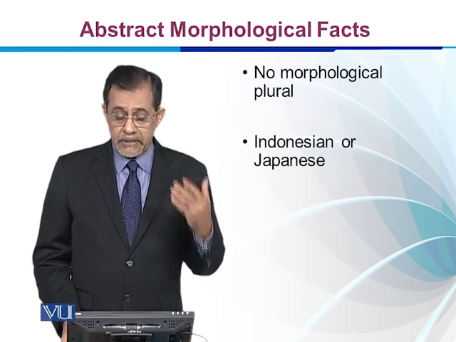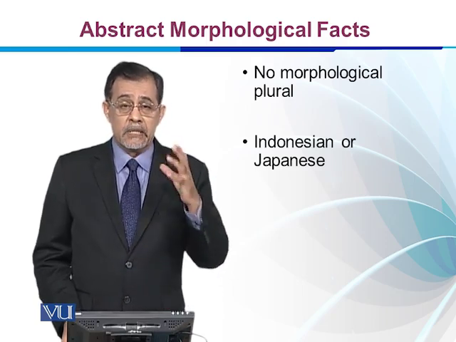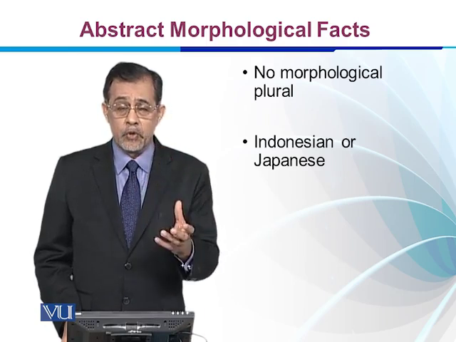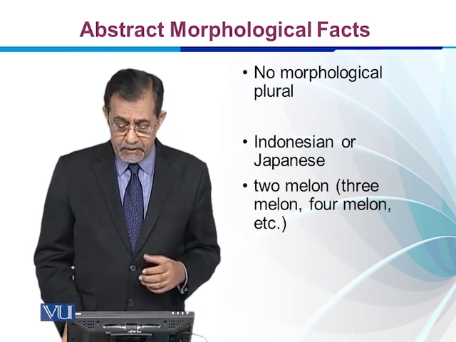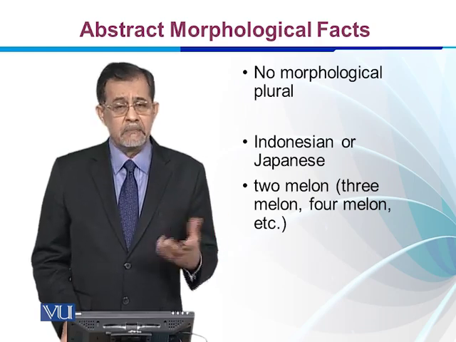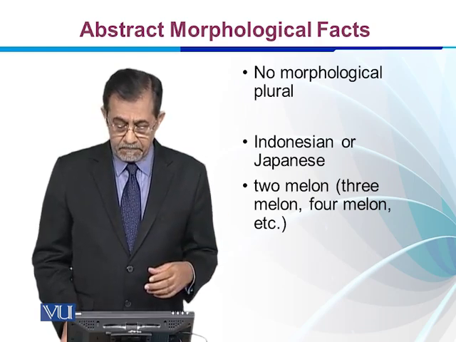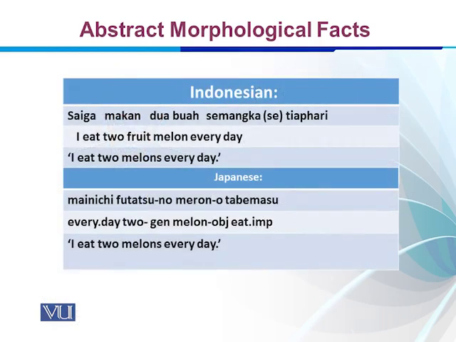For example, Indonesian or Japanese language. In these 2 languages, there is no concept of plural morph. 2 melon, 3 melon, 4 melon remains the same. For example, you can have these Indonesian sentences before you, and a Japanese sentence. "I eat 2 melons every day." This is an English sentence, but if we translate the Indonesian sentence word for word, it's "I eat 2 fruit melon every day." There is no plural morpheme.